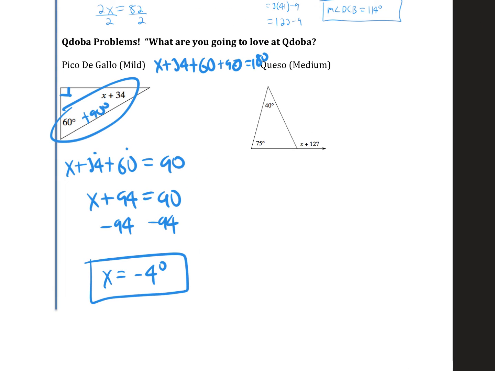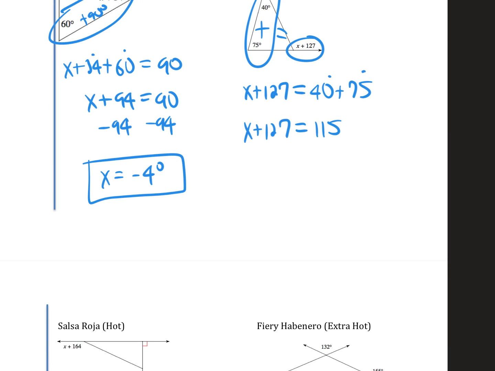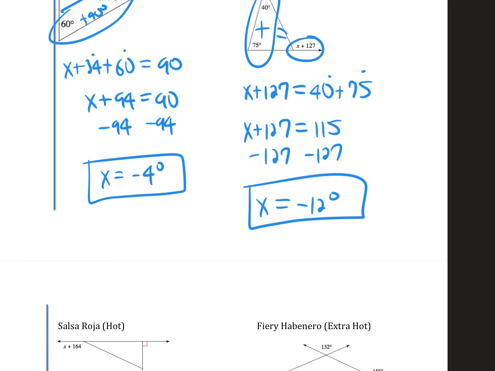All right, queso, we have an exterior angle here. This angle is going to equal these two added together right here. Okay, so x plus 127 equals 40 plus 75. Combine like terms, we get x plus 127 equals 115. Subtract 127. You're going to get another negative number here, kind of weird. Negative 12 degrees. All right.